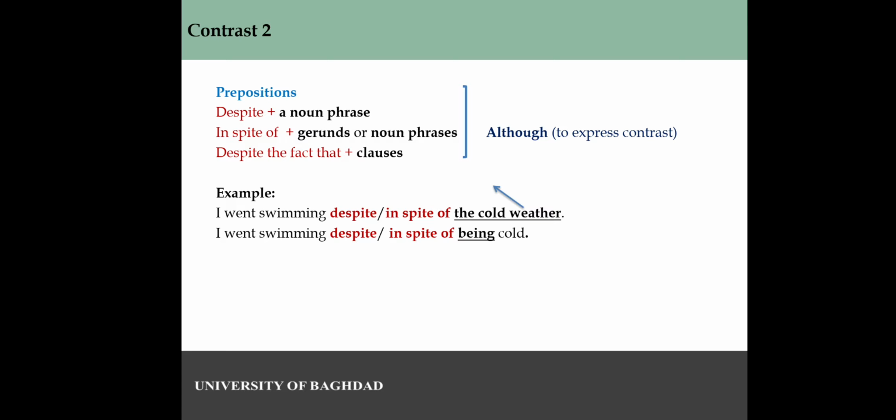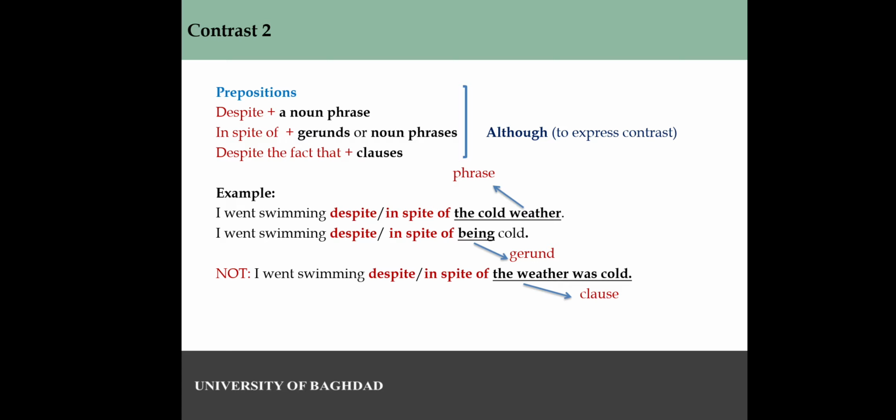Here, the cold weather is a noun phrase, a phrase. In the other one, I went swimming despite, in spite of, being cold. Being here is a gerund. However, the following sentence is incorrect. I went swimming despite, in spite of, the weather was cold. Why? Because the weather was cold is a clause. As I said, we have to use either a noun phrase or a gerund after despite or in spite of.